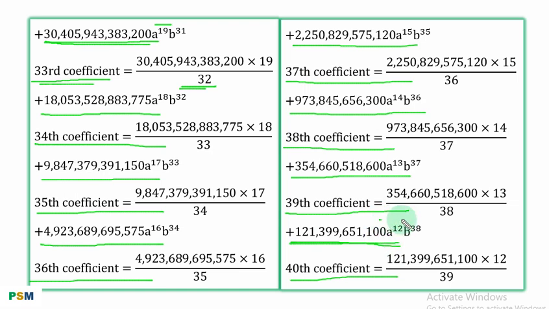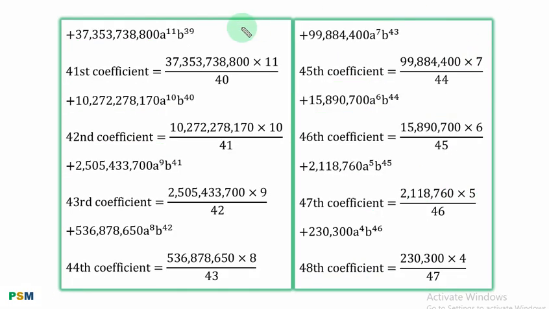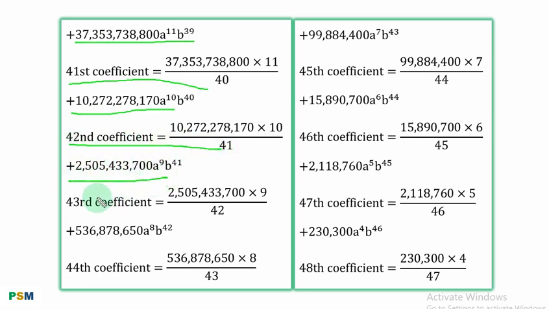At that point, 12 divided by 39. 39 because before here, the first term has occurred 39 times. Followed by this result, we have the next coefficient equal to this, followed by this result. 42nd coefficient followed by this result.